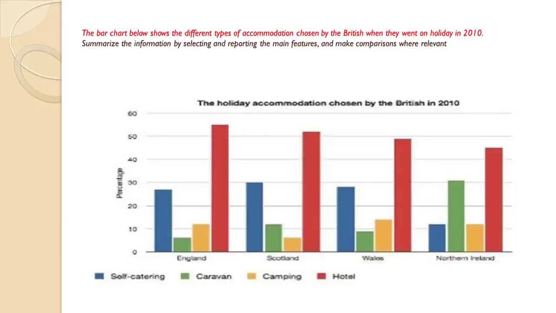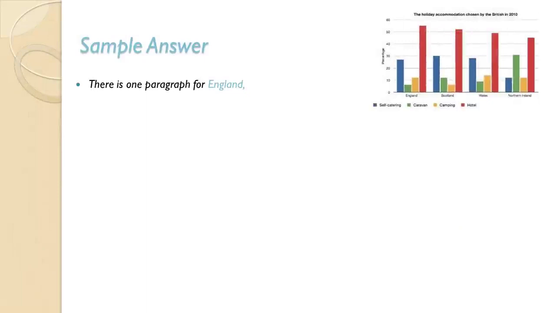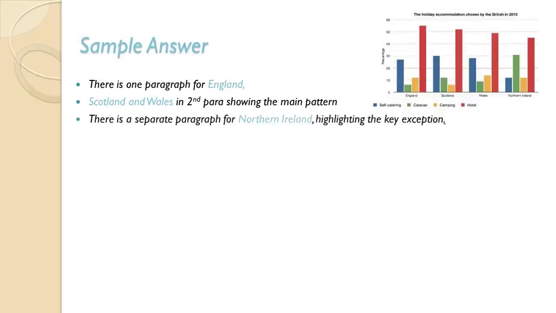Then you will write the overview. In the sample we have mentioned it, and I will show you one by one how you can write paraphrasing, how you can do the overview, and how you can describe detail. So this is the sample. We'll see that there is one paragraph for England, Scotland and Wales in the second paragraph showing the main patterns. There is a separate paragraph for Northern Ireland highlighting the key exception.